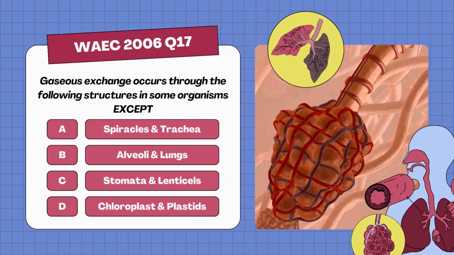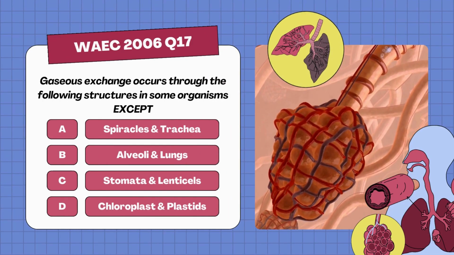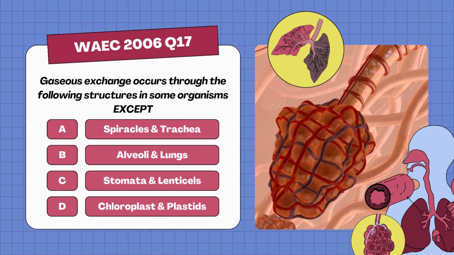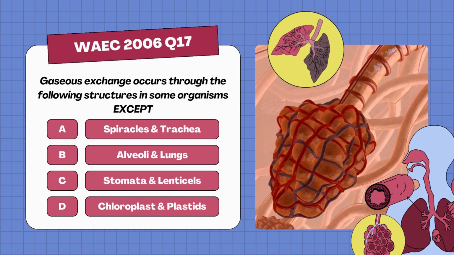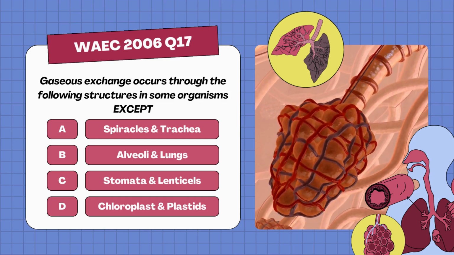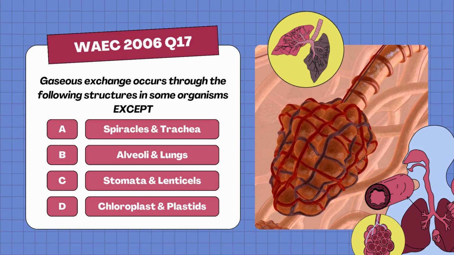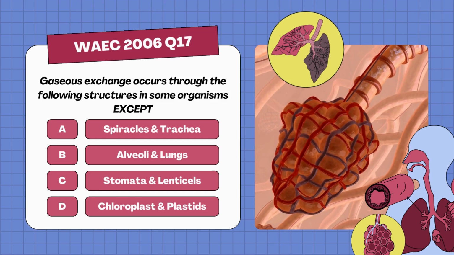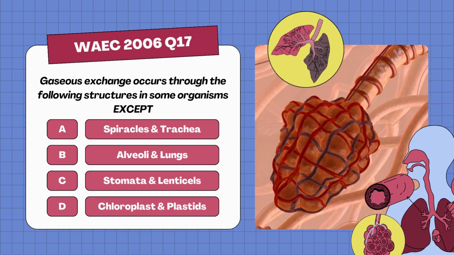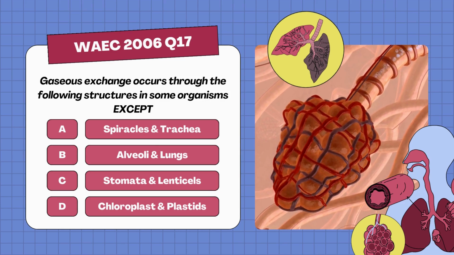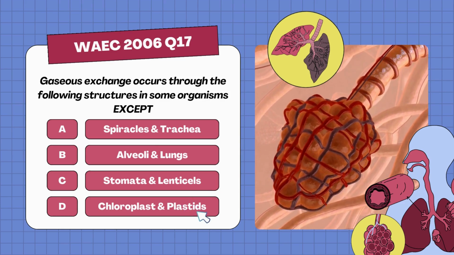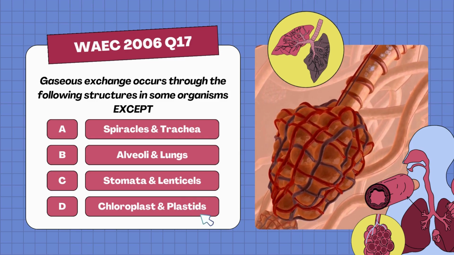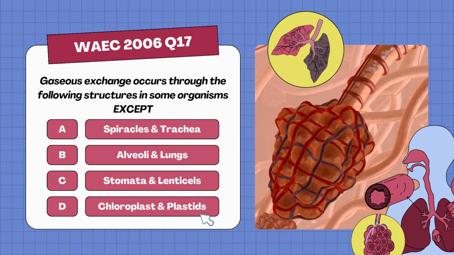Question 17 from 2006. Gaseous exchange occurs through the following structures in some organisms except A. Spiracles and trachea, B. Alveoli and lungs, C. Stomata and lenticels, and D. Chloroplast and plastids. Look at the pairing of these organs and pick your answer. The correct option is option D, chloroplast and plastids. Both of them are not involved in gaseous exchange, but in photosynthesis.